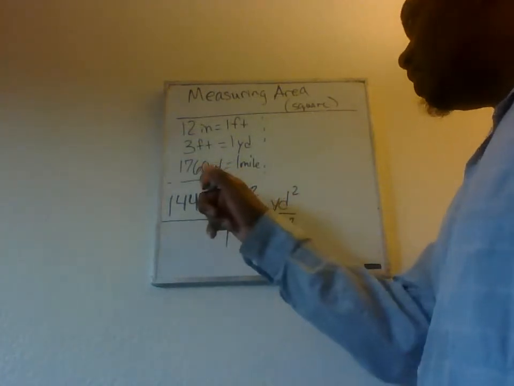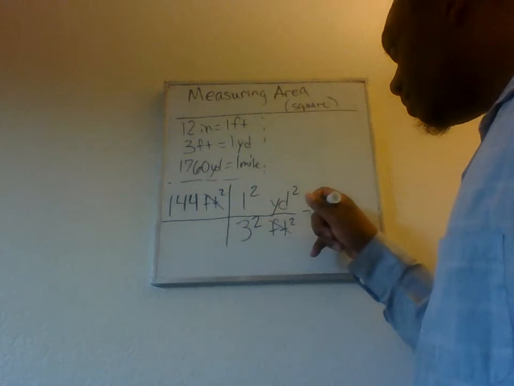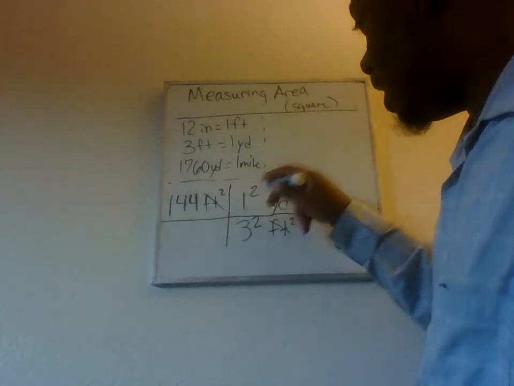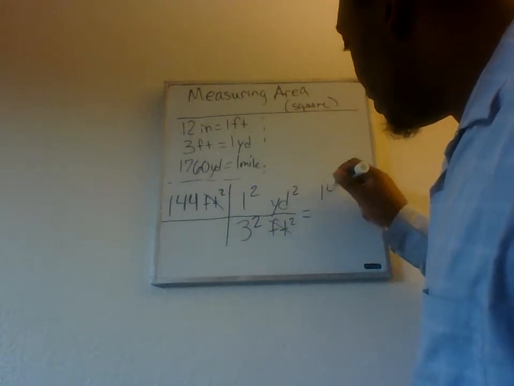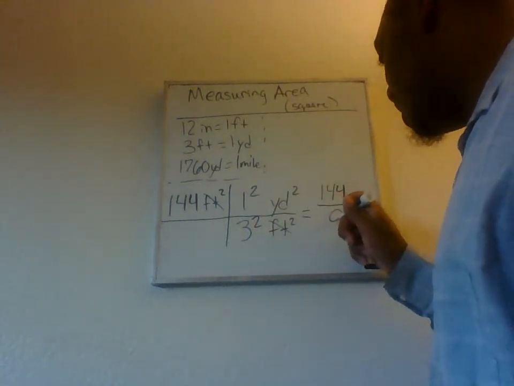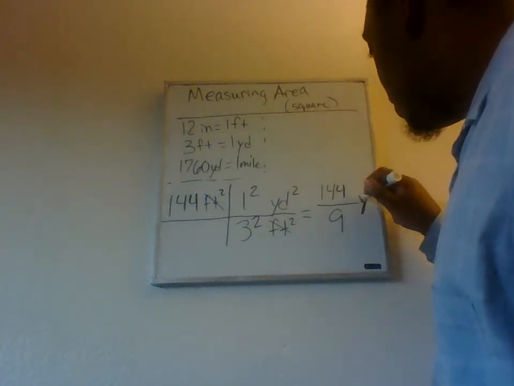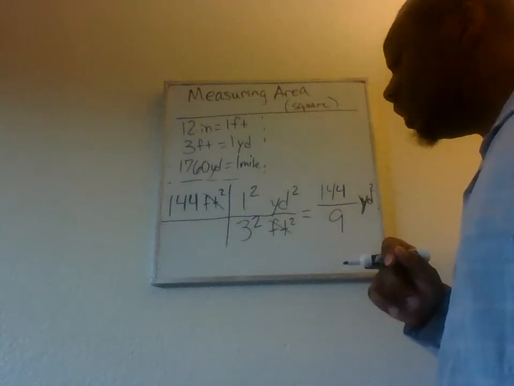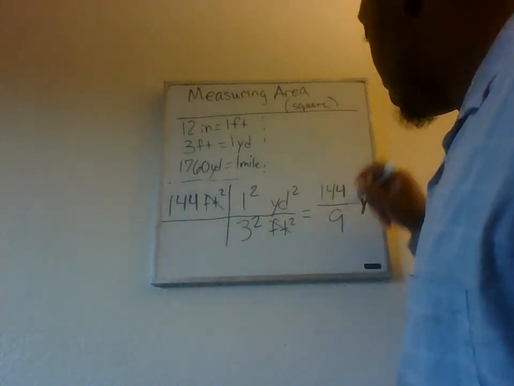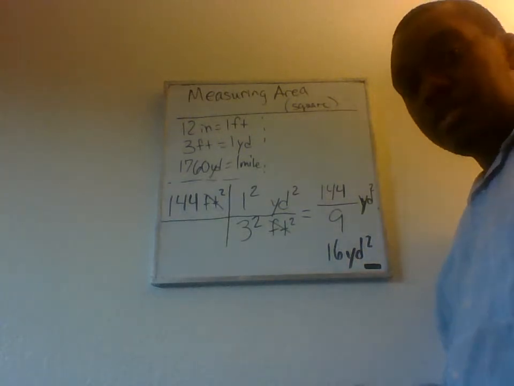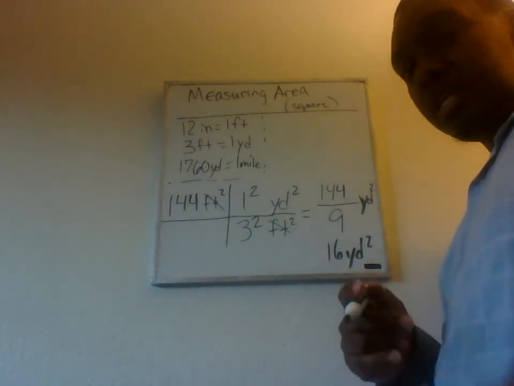Okay, so from here we can solve like normal. We see that the square feet will cancel. They'll divide to 1. Then we'll be left with 144 times 1 squared, which will give us 144, divided by 3 squared, which is 9. And our answer, of course, is still yards squared, or square yards. And 9 goes into 144 16 times. So we get 16 square yards. And that's how you would do these.